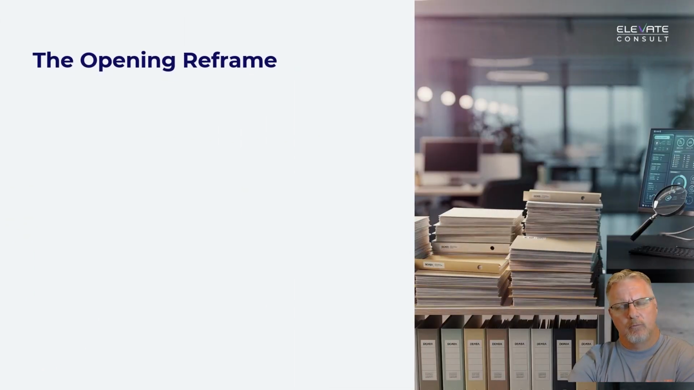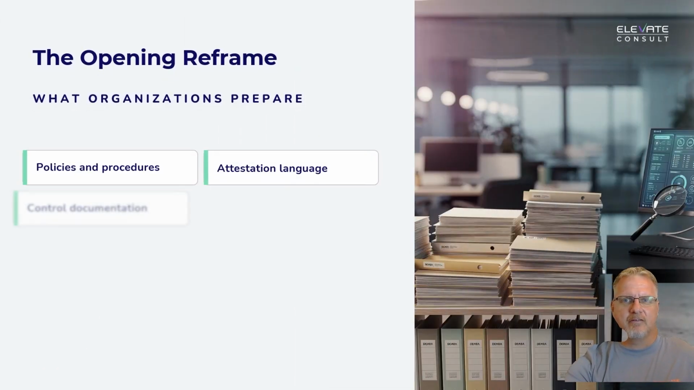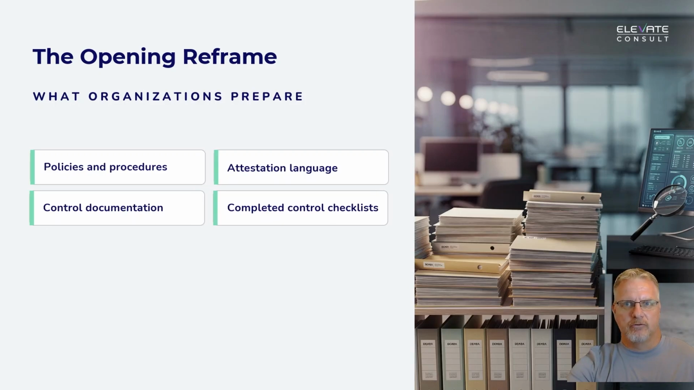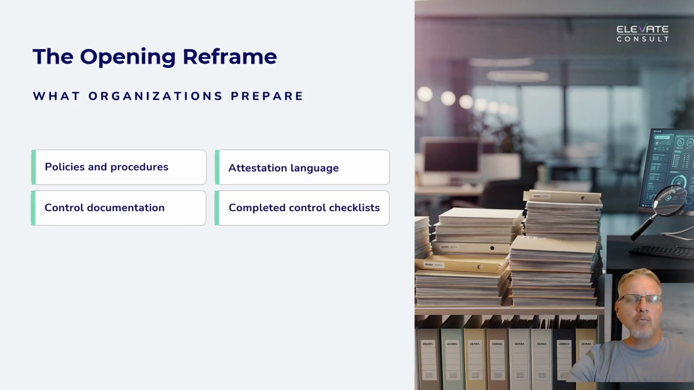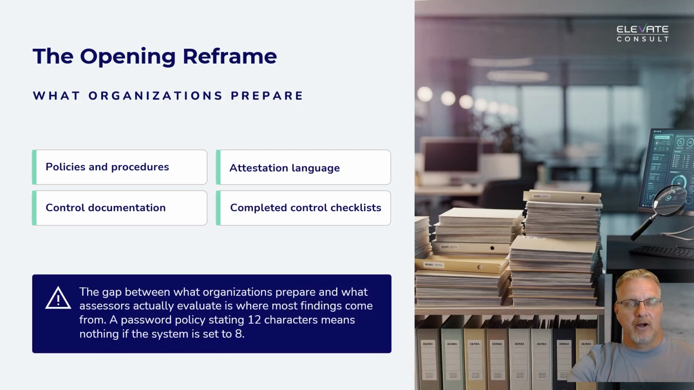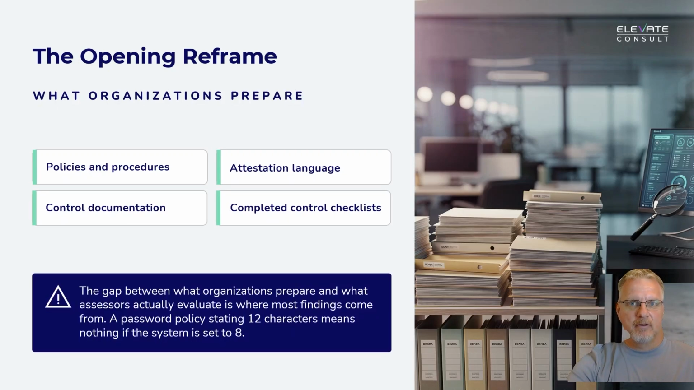So here's the setup. When organizations prepare for a CSP assessment, they tend to focus on documentation, policies, procedures, attestation language, completed control checklists. That work isn't wasted, but it's incomplete. There's a consistent gap between what gets prepared and what assessors actually evaluate. That gap is exactly where most findings come from. A password policy that says 12 characters means nothing if the system is configured for 8.